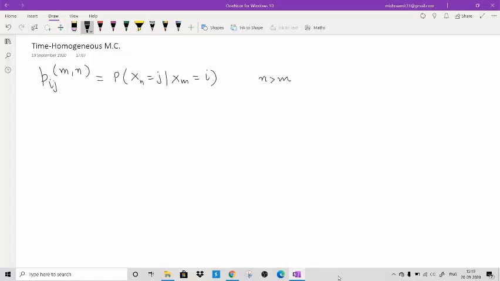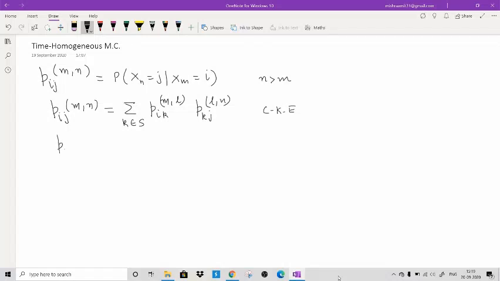So this was the notation, and the Chapman-Kolmogorov equation says that P_ij(m,n) is equal to the summation over k belonging to S of P_ik(m,l) P_kj(l,n). These are the Chapman-Kolmogorov equations. Okay.